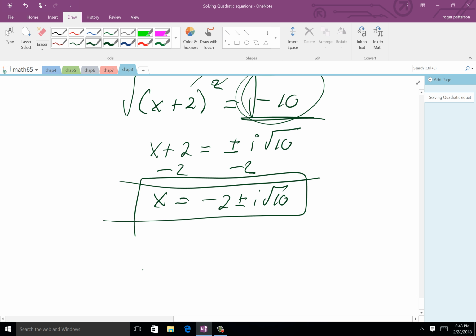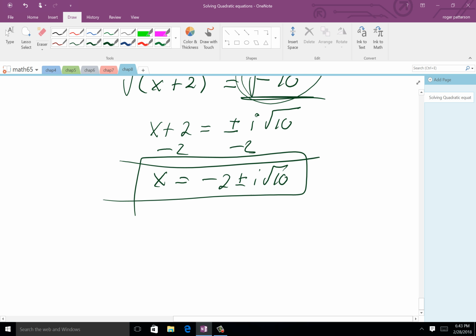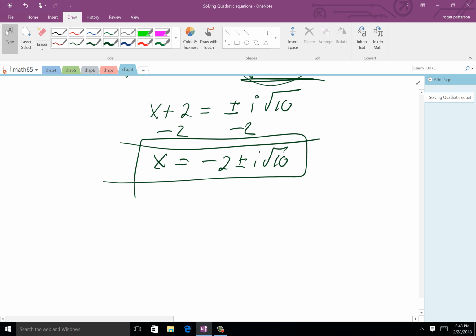So on our final, we have to make sure that when we're solving these quadratics, we do it with complex numbers. The procedure doesn't change, it's just we're going to have complex numbers now.